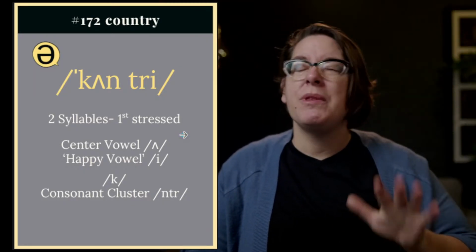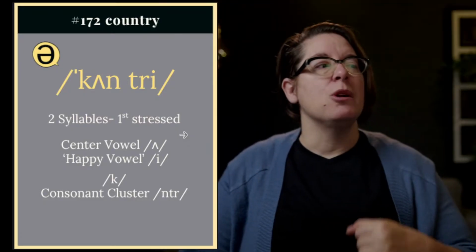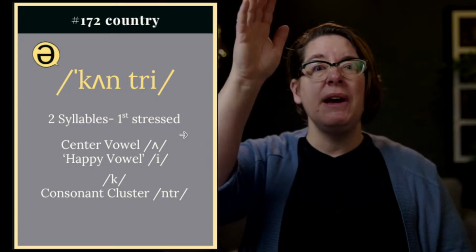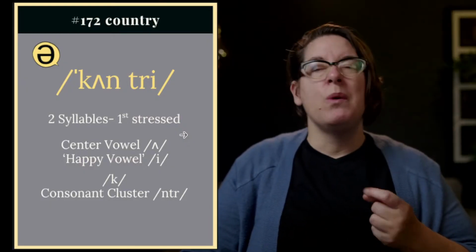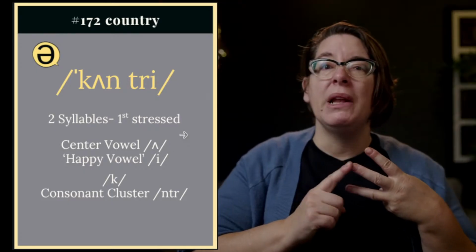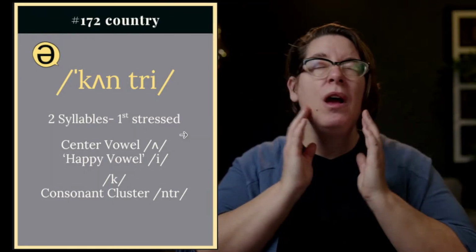I like to start with how many syllables there are because there's a musicality to it. So there's 2 syllables in this word. The first one is stressed, so it's da-da. And if we think about the vowels, we've got 3 center vowels. This one is the uh as in umbrella, right? My tongue is in the middle, that's why it's a center vowel.